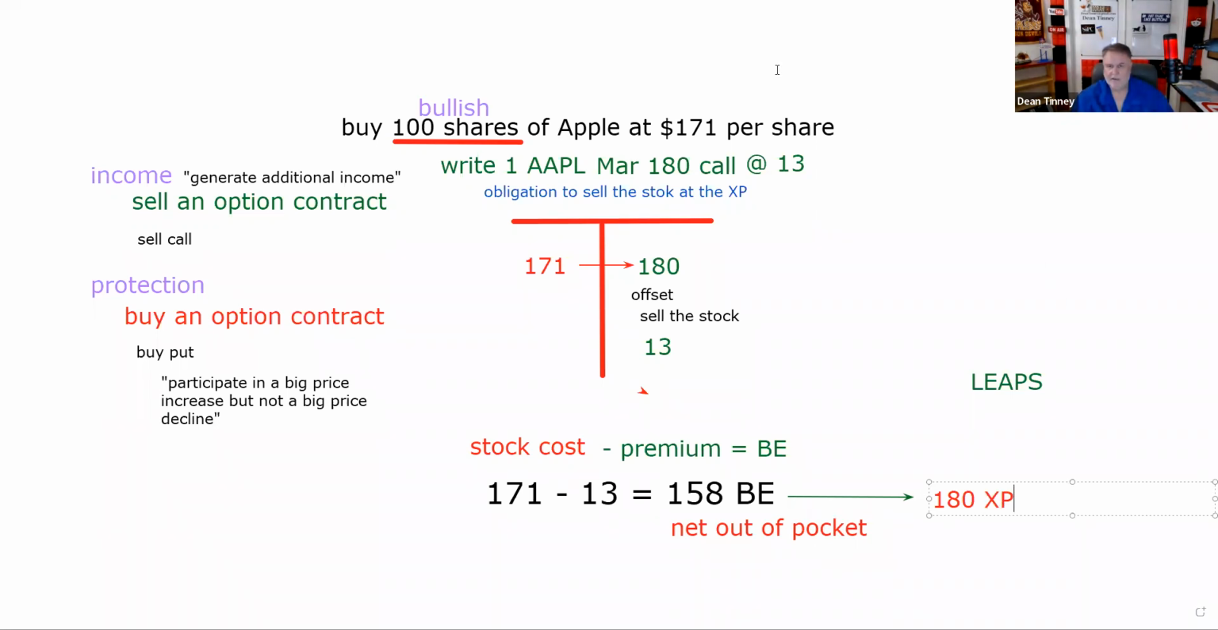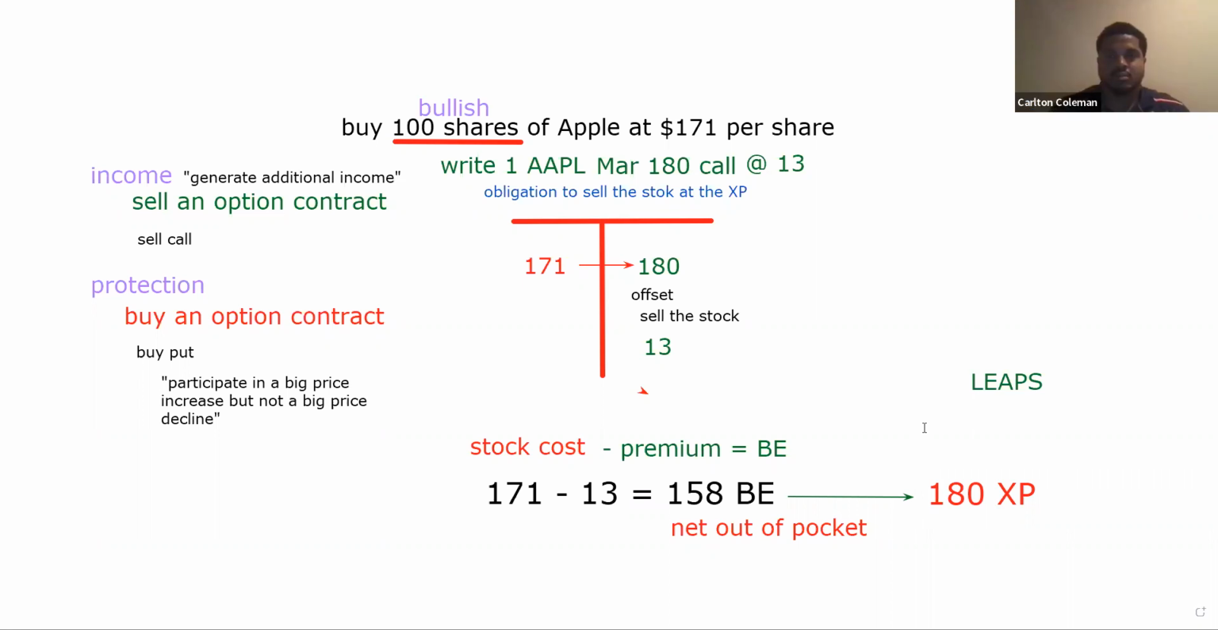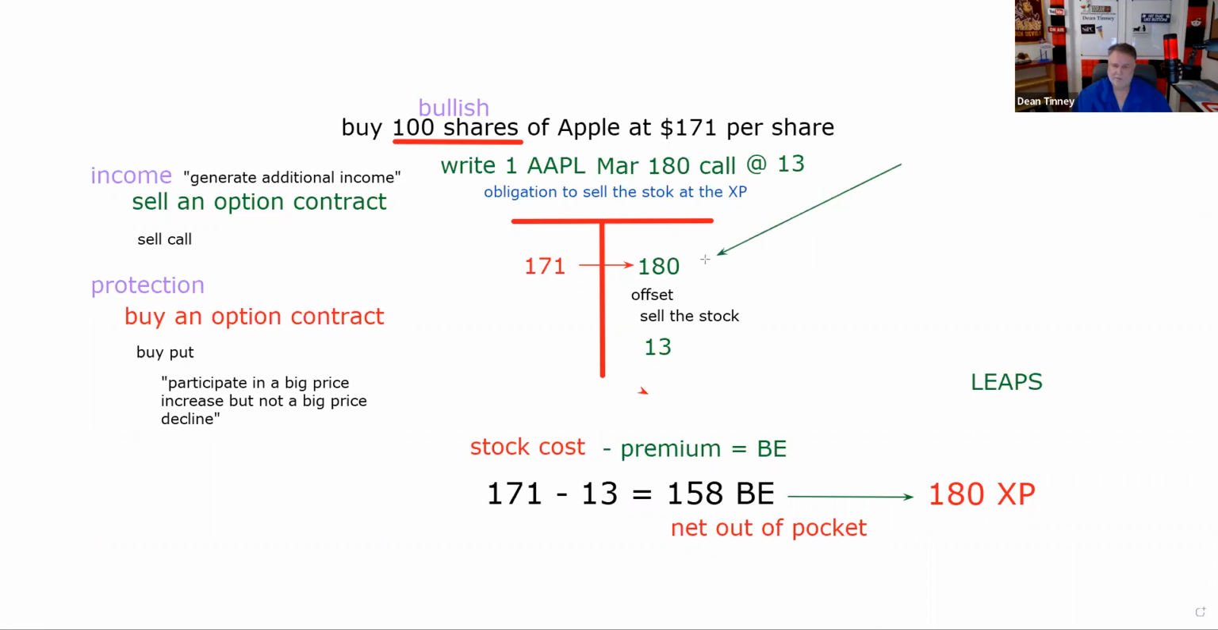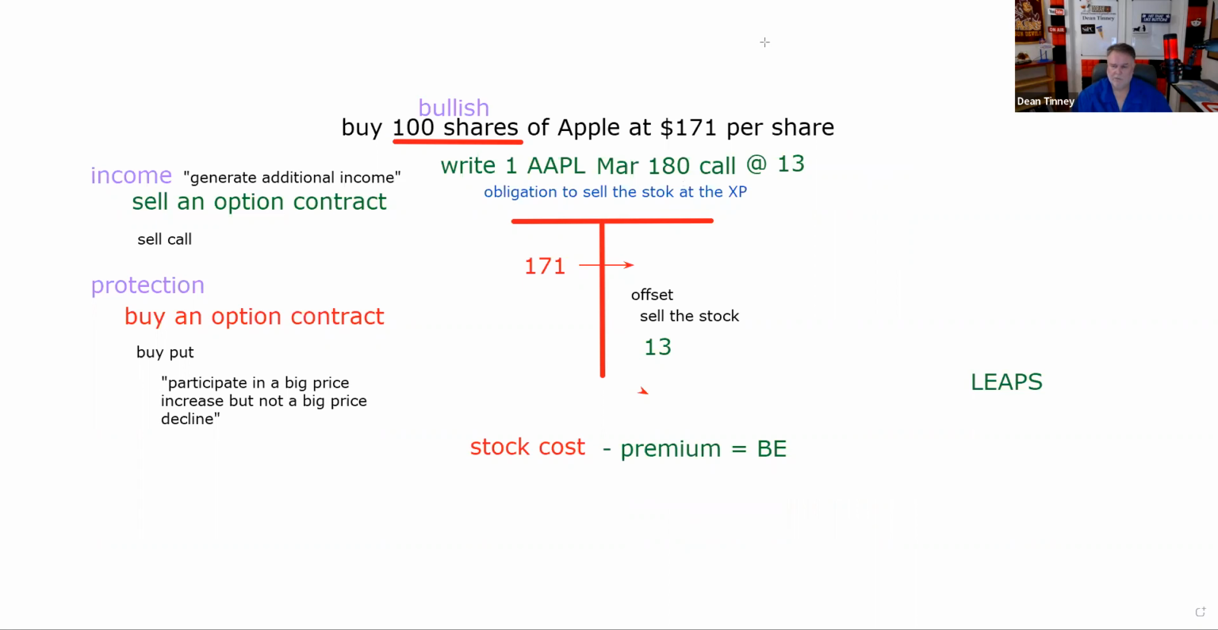So you could say, okay, I'm net out of pocket 158. I've got to sell the stock at 180. So again, I take the 180 and I minus the 158. That's another way to get the 22 points. Right. So a couple ways to go. The main thing is to know that you do not participate past the strike price. Right. That's it. Game over. You've got to give up the stock. All right, so let's look at this one real quick, and then we'll do one more.